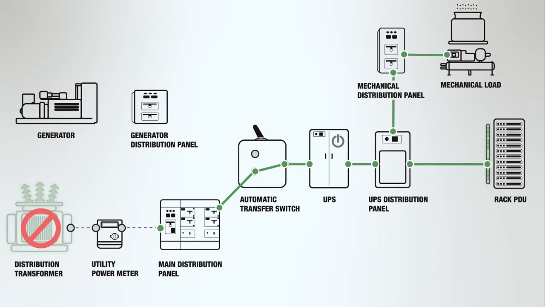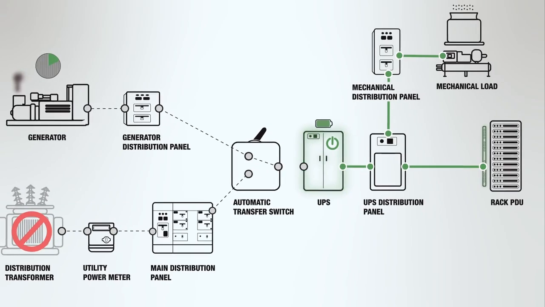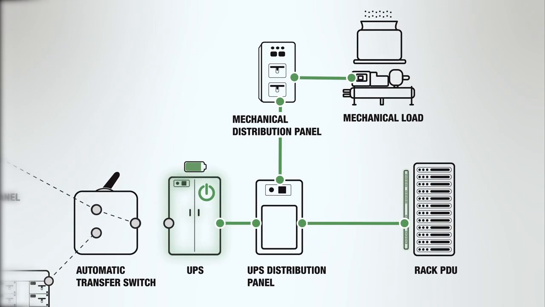If the utility feed is interrupted, the ATS will send a signal to start the generators. It can take some time for the engines to power up. During this time, the UPS continues to use battery power to provide temporary power to critical equipment.